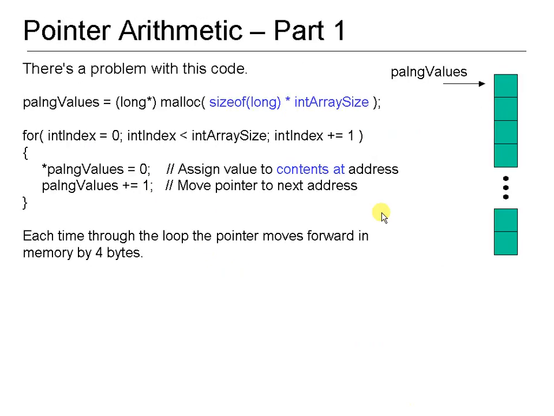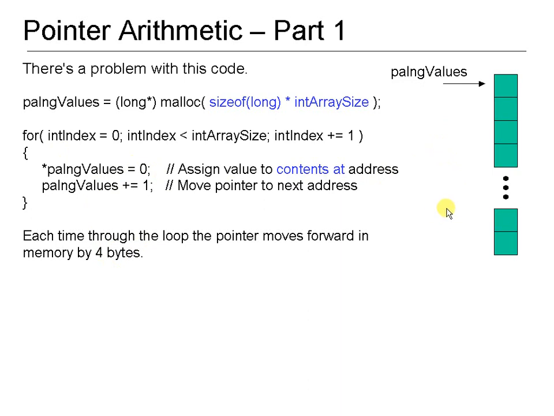There's a problem with this code, however. When we start off, pointer to long values is pointing to that first element, or that first byte, in that hunk of memory returned by the malloc. So it's this function right here, or this call to this function malloc right here. We get a hunk of memory back and our pointer is pointing to it. Now, each time we loop and assign a value, our pointer moves forward in memory by 4 bytes.